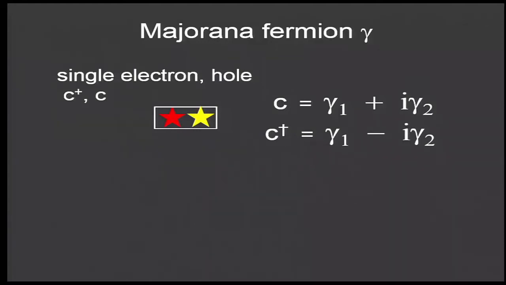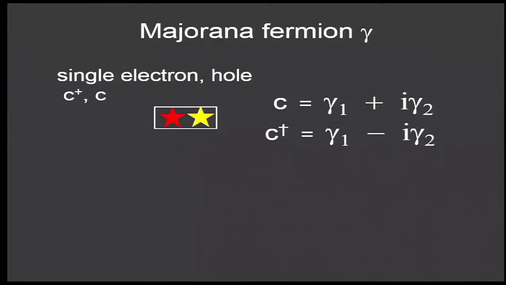So we kill an electron, we remove an electron from a system, or we add a hole where the electron was. Okay, and then we write them in this real and imaginary representation. That's just a linear transformation from c's to gammas. And let's just call these gamma operators Majorana operators, after a brilliant physicist, Ettore Majorana, who lived in the 1930s.